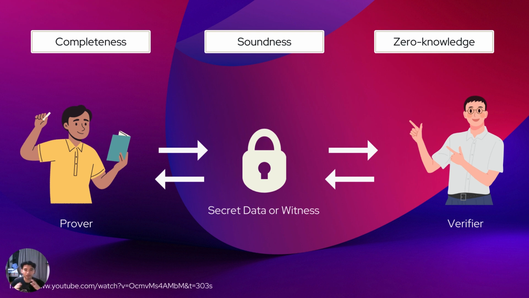The key criteria of zero knowledge proof are three: completeness, soundness, and zero knowledge. First, completeness ensures that if the input is valid, the proof will always return true. Soundness guarantees that it is nearly impossible for a dishonest prover to convince an honest verifier that an invalid statement is true. Last, zero knowledge means that the verifier learns nothing about the statement beyond its validity.